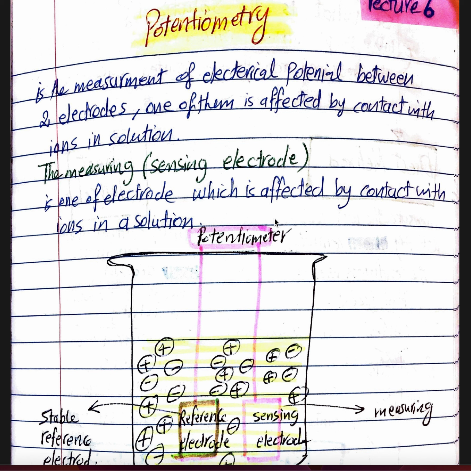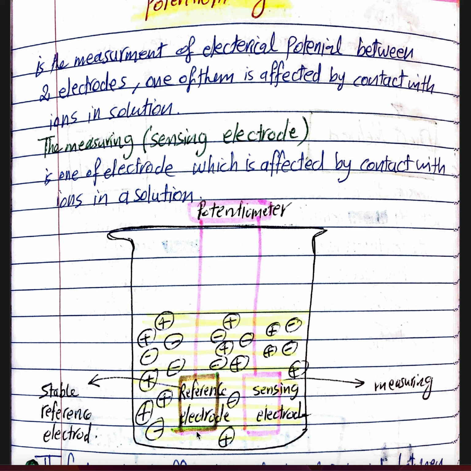So we have here a potentiometer, which is composed of two electrodes. It measures the electrical potential between these two electrodes. One of them is affected by contact with the ions in the solution, which is called the sensing electrode, or measuring electrode, and we also have the reference electrode. So we can put in our mind what potentiometry is: the reference electrode and the sensing electrode.